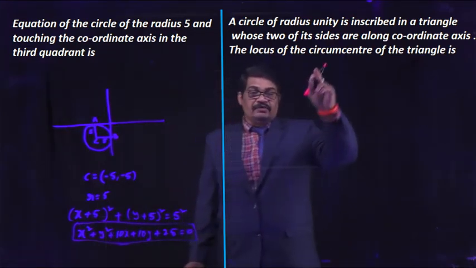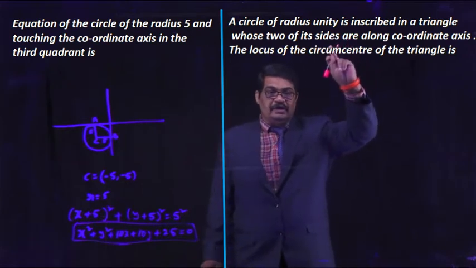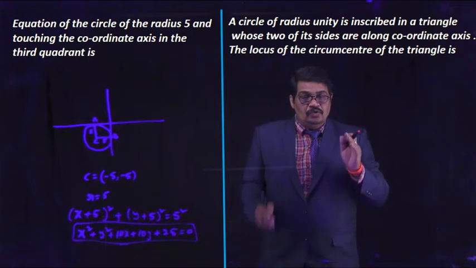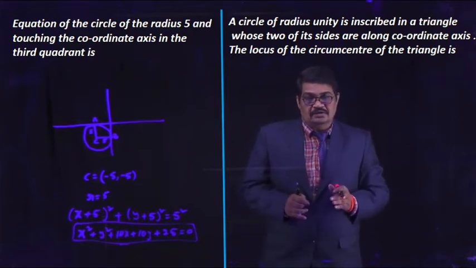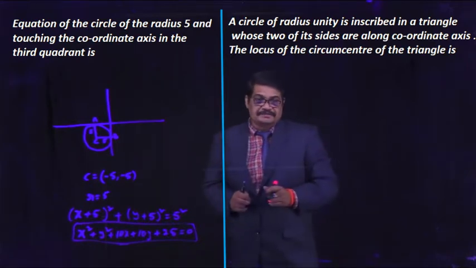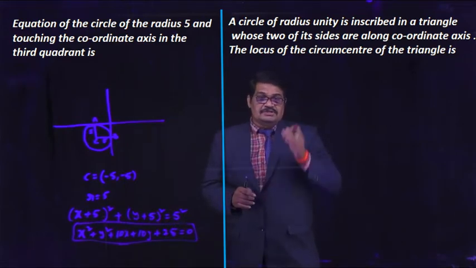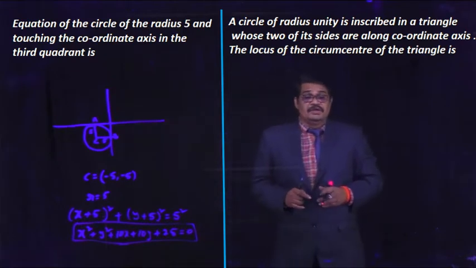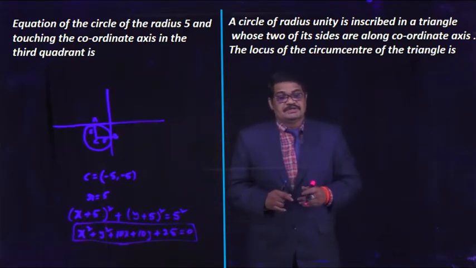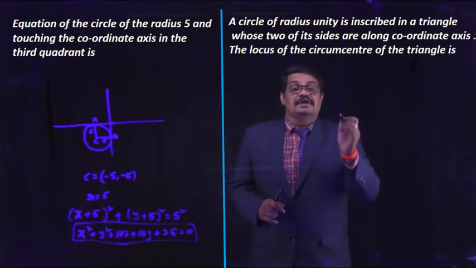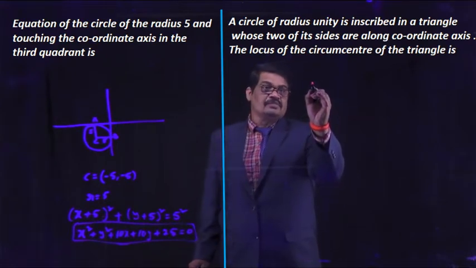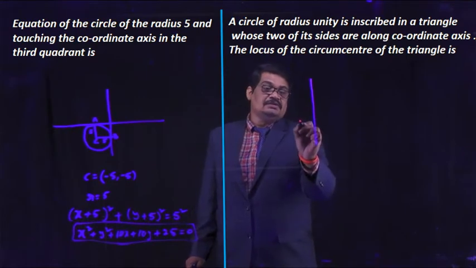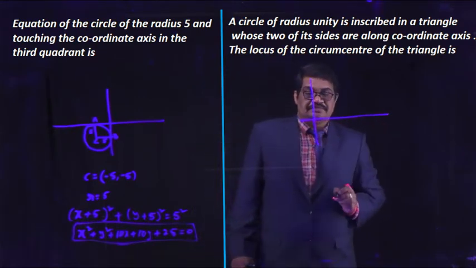A circle of radius unity is inscribed in a triangle whose two of its sides are along the coordinate axes. Find the locus of the circumcenter of the triangle. Now we have to find the locus of the circumcenter of this triangle. Okay. See the diagram. This is the y-axis and this is the x-axis.